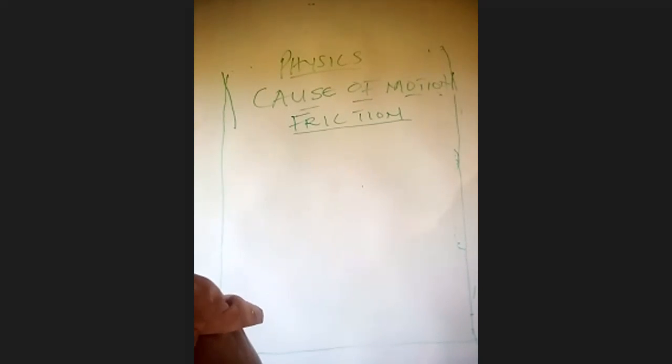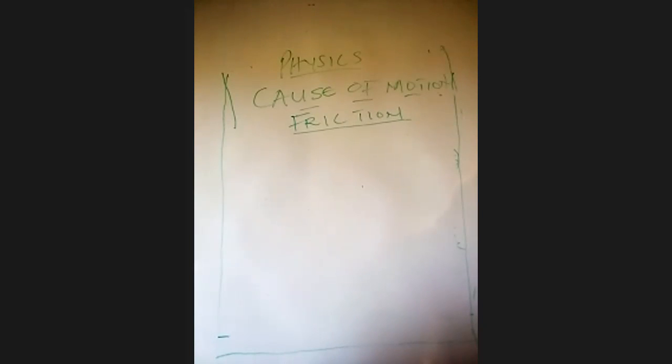Earlier we talked about force as a cause of motion. Now we want to talk about friction. We all know that when two solid materials come together and rub against each other, preventing each other from moving freely, the force that is happening between them is what we refer to as friction. But let us try to explain the details about friction now.